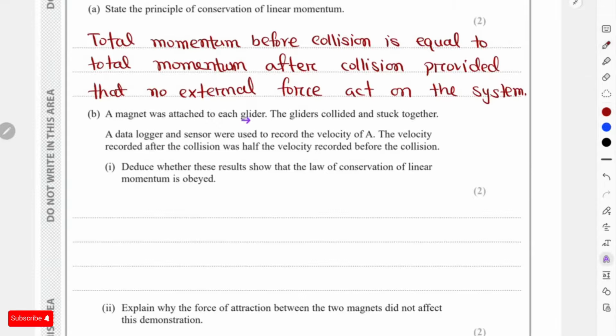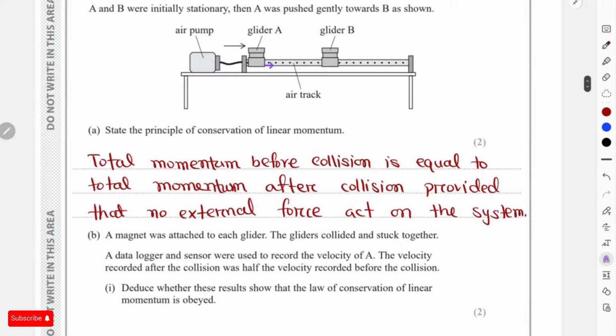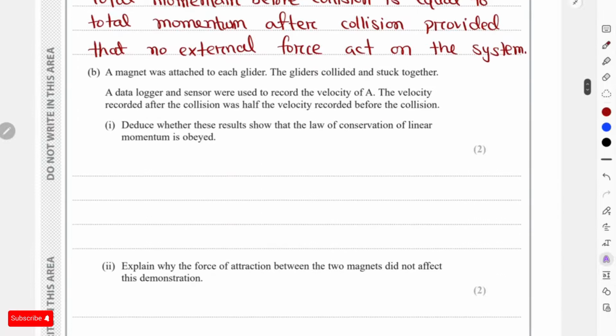A magnet was attached to each glider. The gliders collide and stick together. Like in this situation, the magnets were attached to these ends of the gliders, so the magnets would attract each other, and while the magnets are traveling towards each other, they will also carry the gliders with them. As the magnets get stuck with each other, the gliders will also get stuck with each other because of the magnets, right?